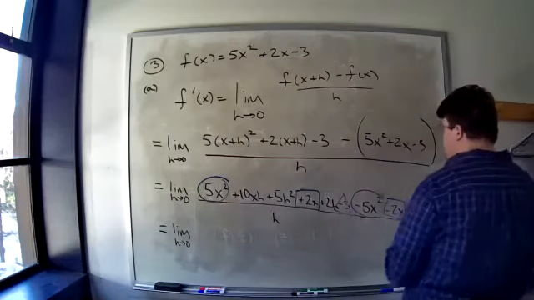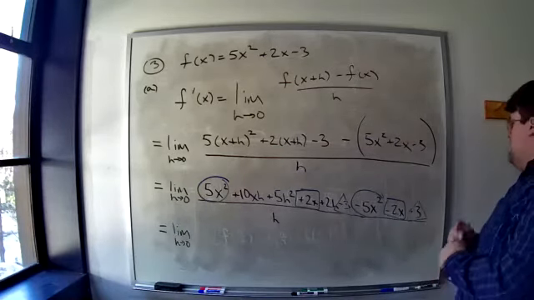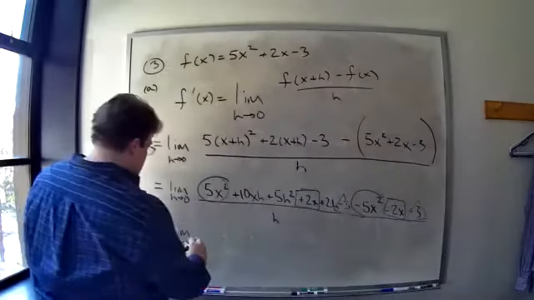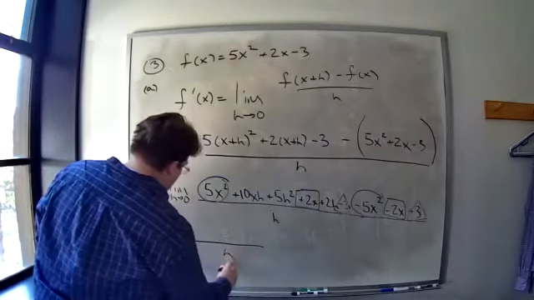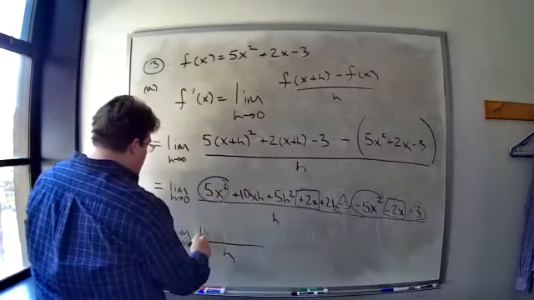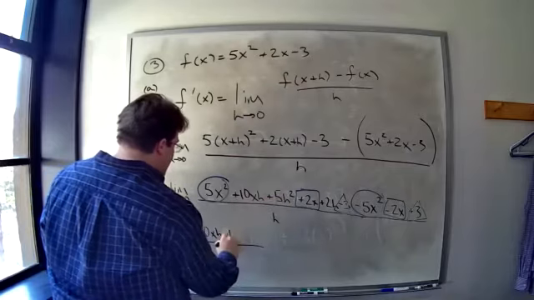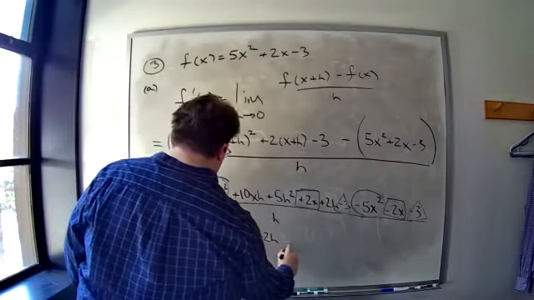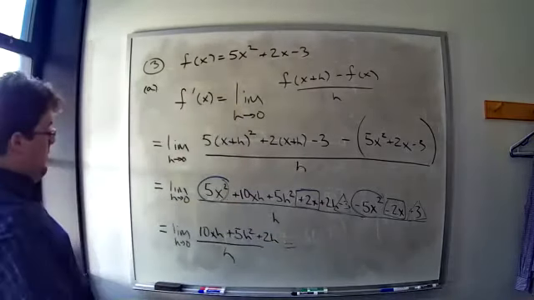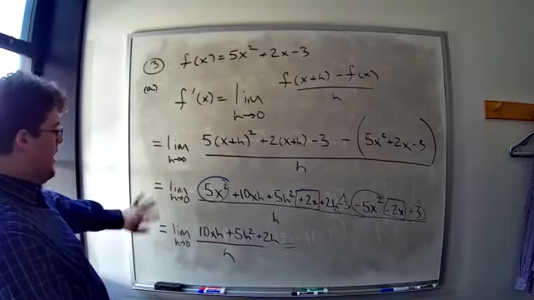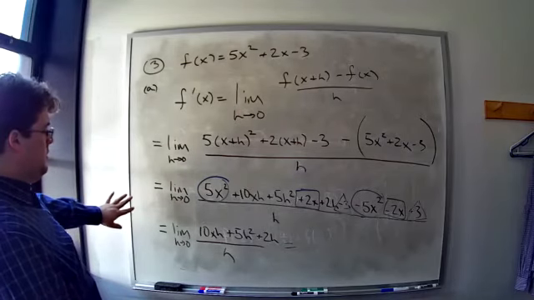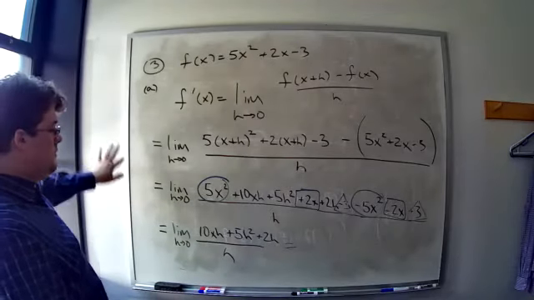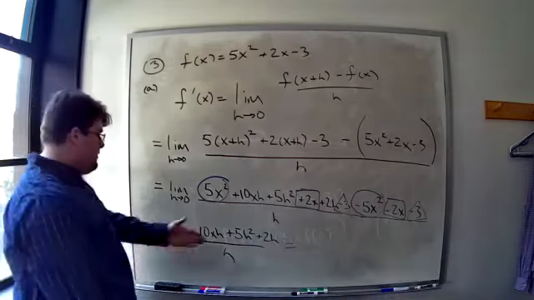If you didn't distribute the negative, you wouldn't get enough canceling. But all of those in the numerator add to 0. And what are we left with? We're left with still a fraction with h in the bottom, but there's less in the top. We have a 10xh, we have a 5h squared, and we have a 2h. Any questions about that step of simplification? So all of those added to 0, except for this.